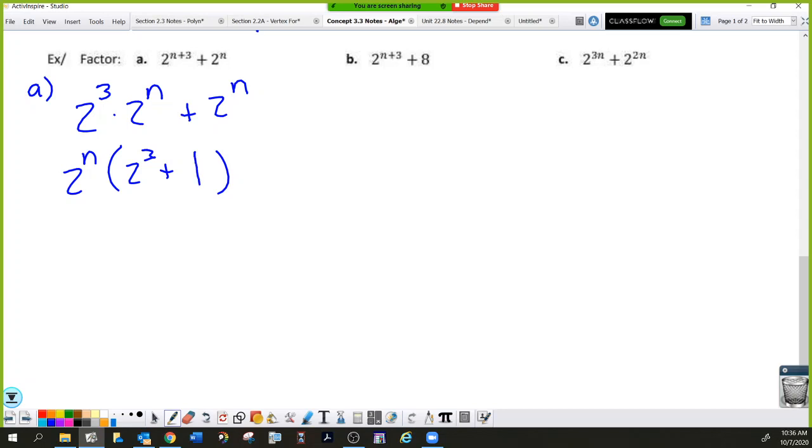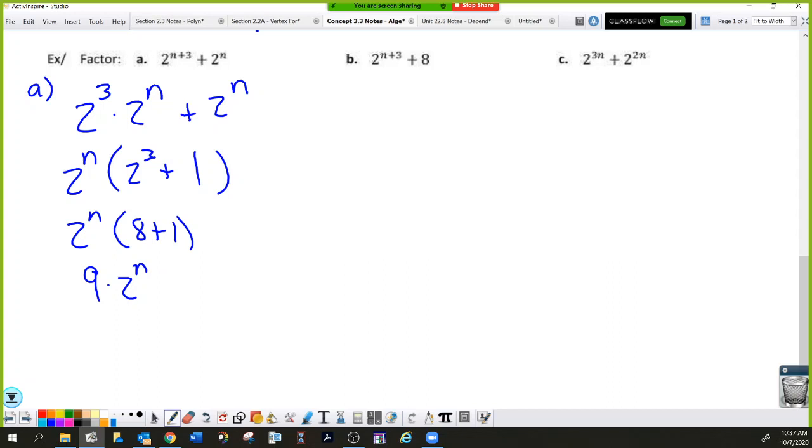But what is 2 to the third? It's 8. 8 plus 1 is 9. So our answer is 9 times 2 to the n. That is actually factored. Isn't that weird? It's crazy, isn't it? I factored, but then it simplified, which is kind of neat.